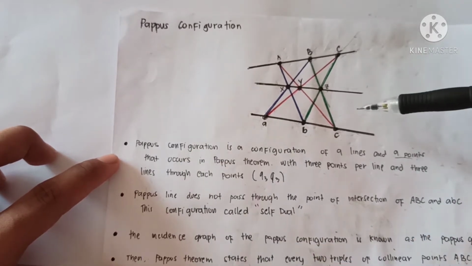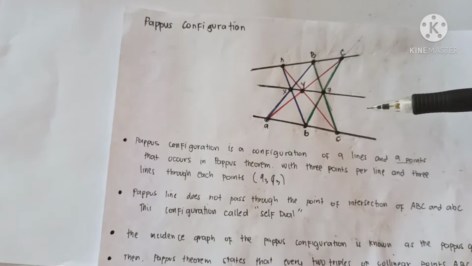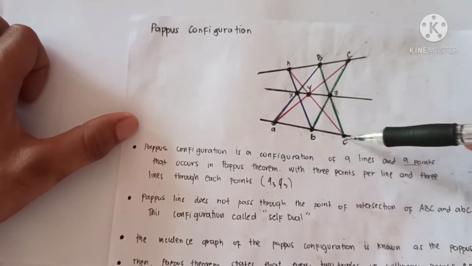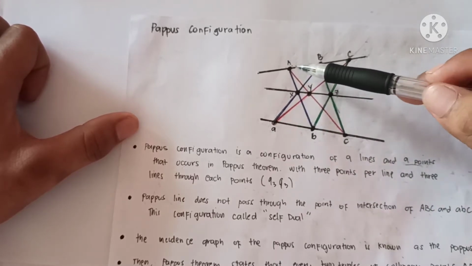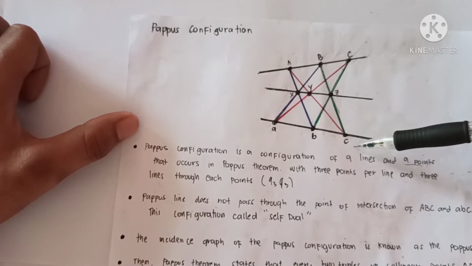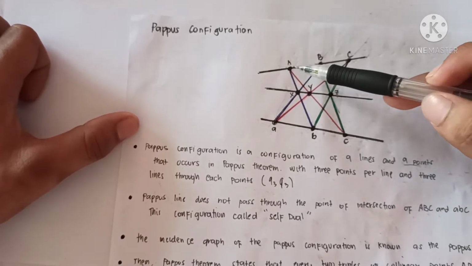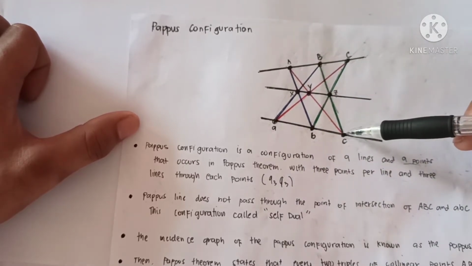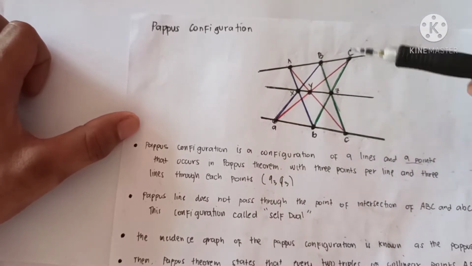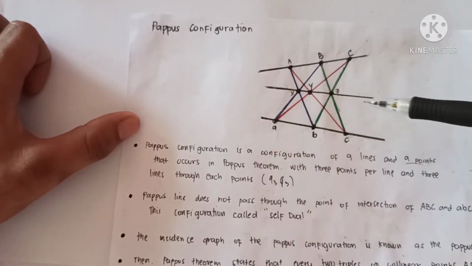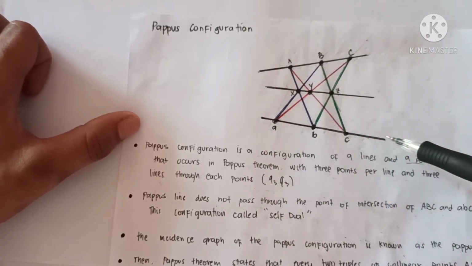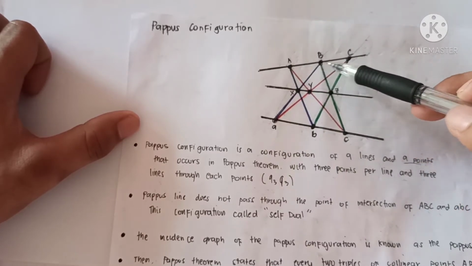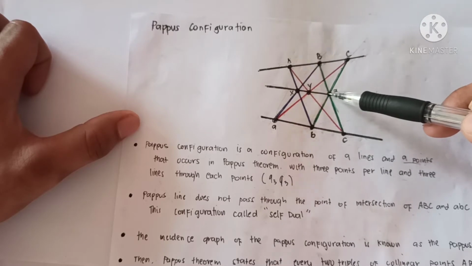Meaning, on this figure, the Pappus configuration, there are 9 lines: line 1, 2, 3, 4, 5, 6, 7, 8, and 9. And there are 9 points: 1, 2, 3, 4, 5, 6, 7, 8, and 9. Also, per line, there are 3 points. The first line has 3 points, 1, 2, 3. Each line has 3 points, and so on and so forth.